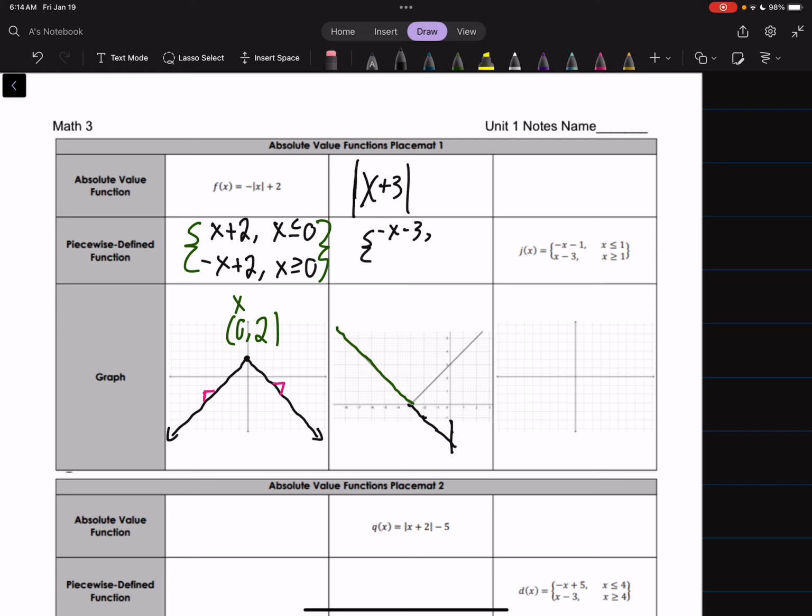Where our vertex is at negative 3. So x is less than or equal to negative 3. You have a positive slope of 1 x, the y-intercept is at 3. So plus 3. Where x is greater than or equal to negative 3.